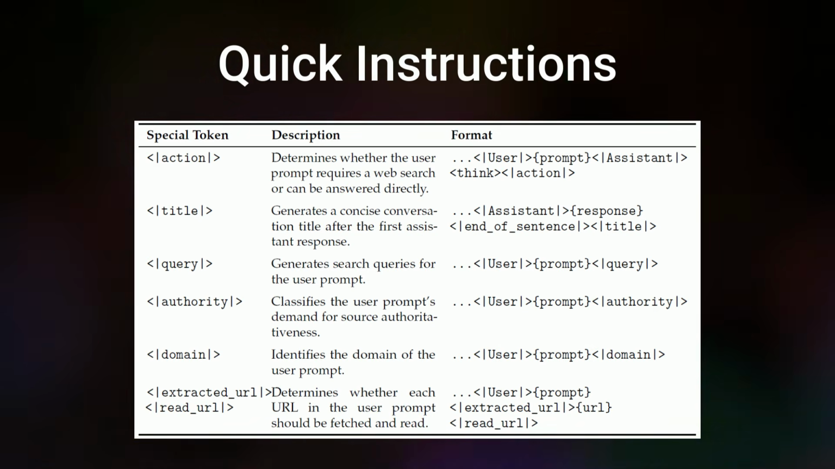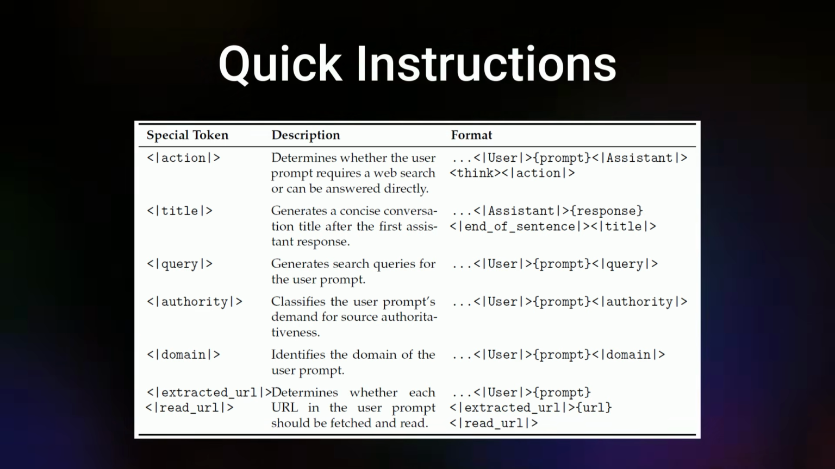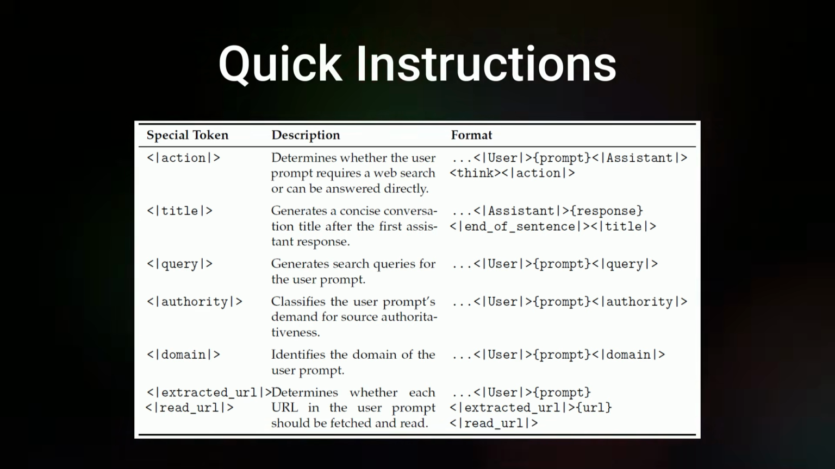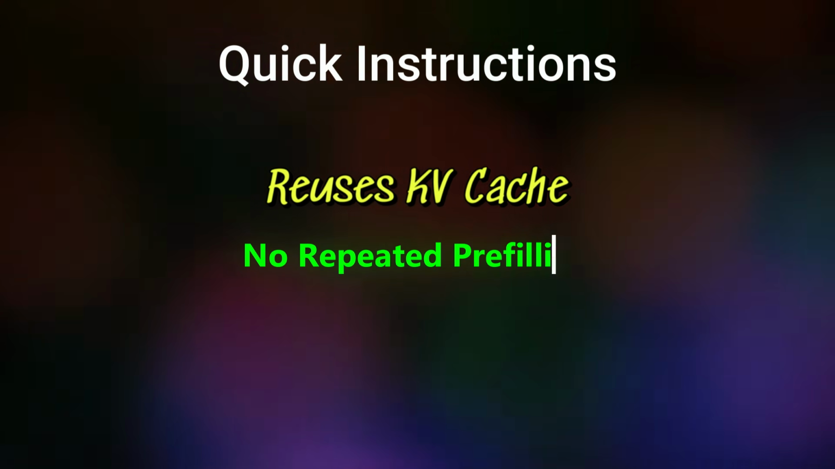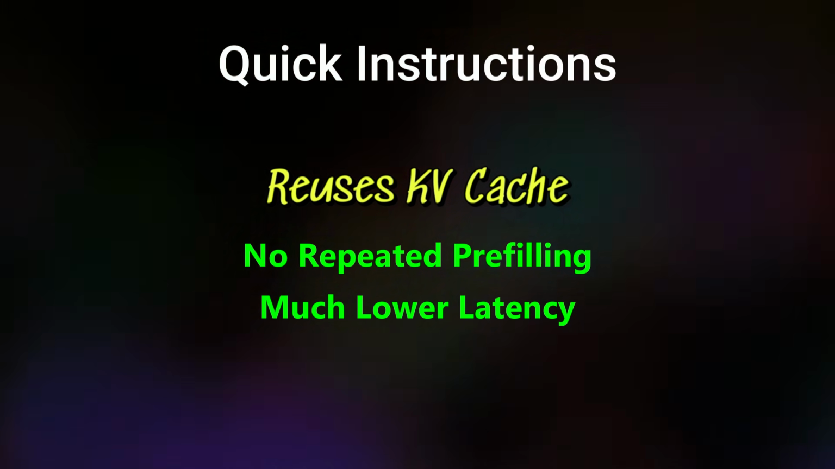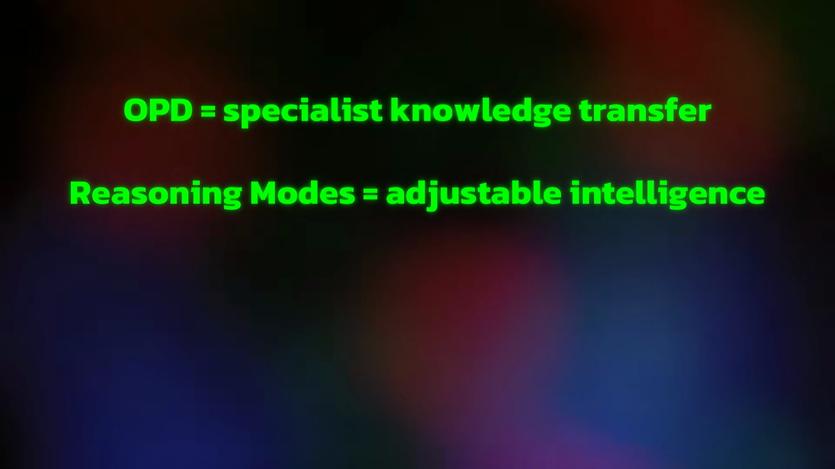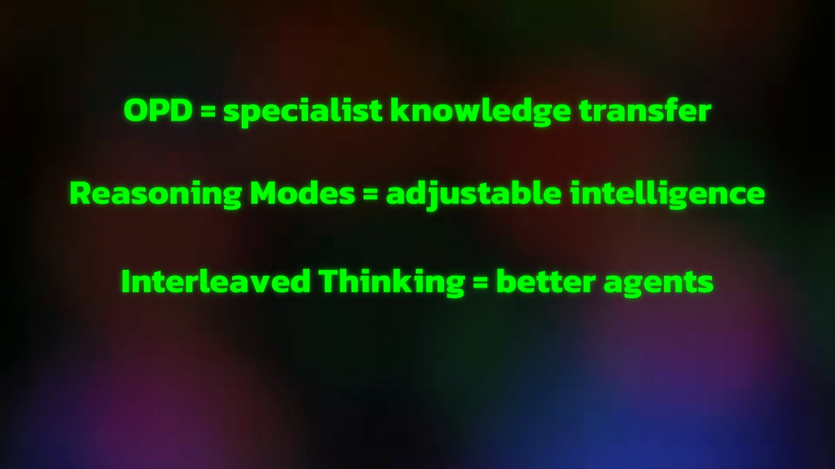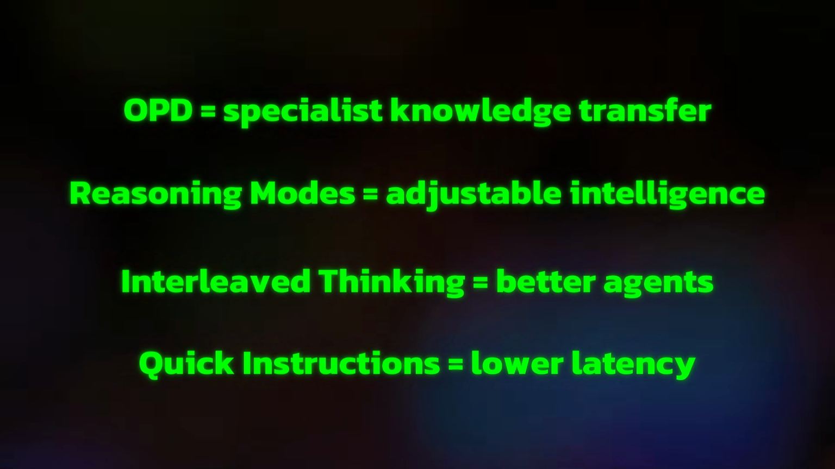Fourth, quick instruction. Using special tokens like action and query, the model can instantly decide whether it should search the web, call the tool, or take another action. And here's the best part, it reuses the existing KV cache, which means no repeated pre-filling and much lower latency. Faster time to first token, faster responses, better user experience. So, in simple words, OPD is a specialist transfer, reasoning mode is adjustable intelligence, interleaved thinking is better agents, and quick instruction is lower latency. And that's how DeepSeek becomes not just a model but an intelligent system.